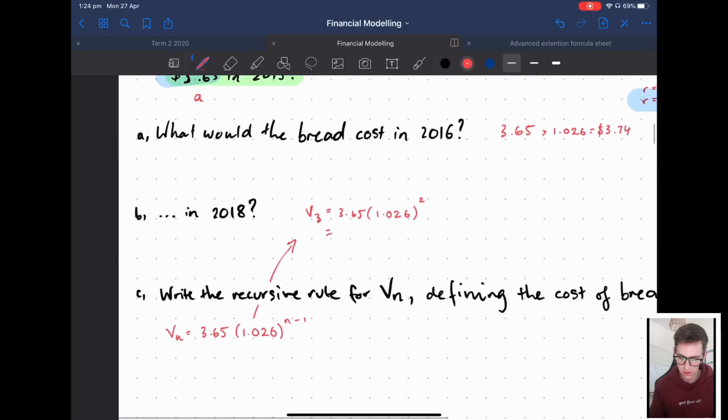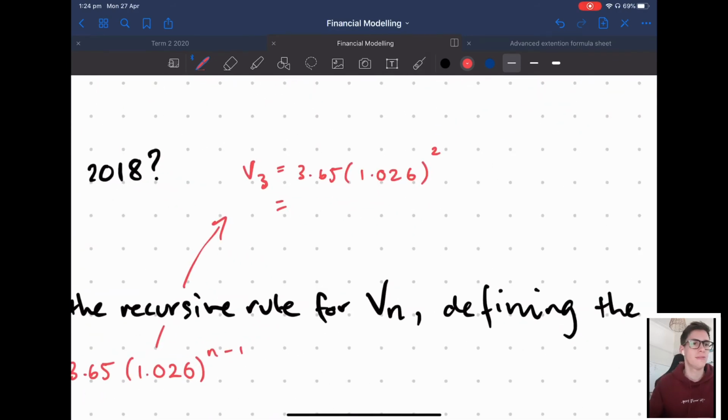I do so believe that I have not written this down yet. So we'll quickly chuck it into our calculator. Yeah, 1.026 to the power of 2. And we should get 3.84222674, which we're going to round to $3.84. Dollars and cents, we're always going to round to 2 decimal spots.